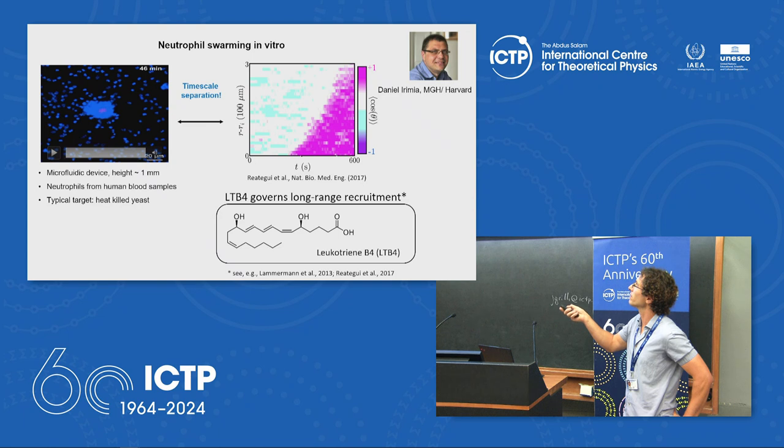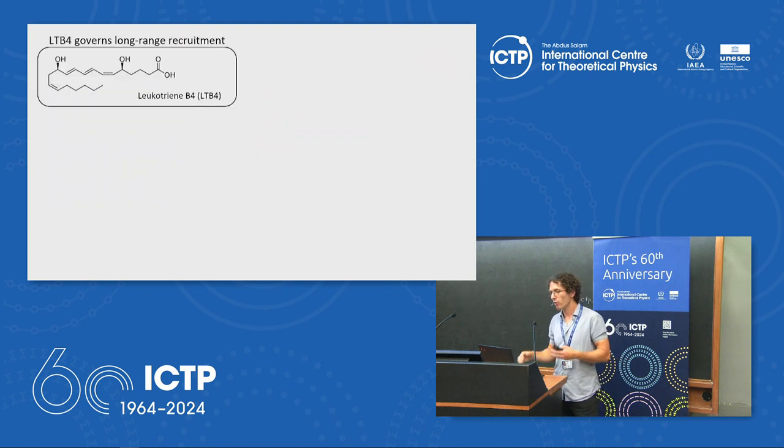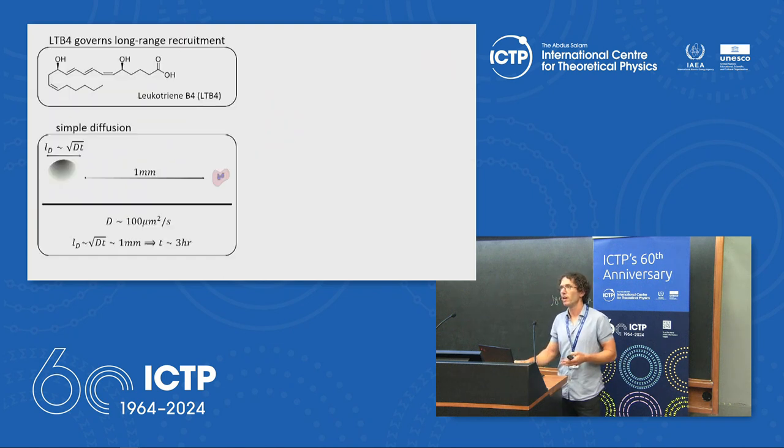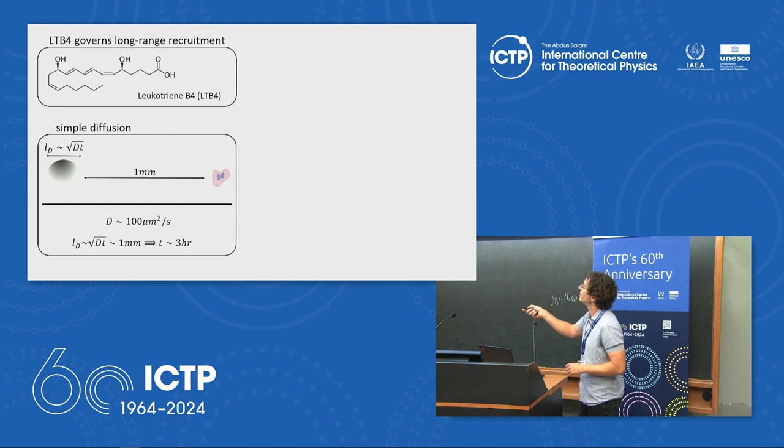It's long thought that LTB4 is the signaling molecule that recruits these neutrophils, so the picture is cells at the site start secreting LTB4 that diffuses and recruits cells from far away. But for those who remember something about diffusion, there is a problem with this picture, because we know that the hallmark of diffusion is that the length scale scales as the square root of the time.